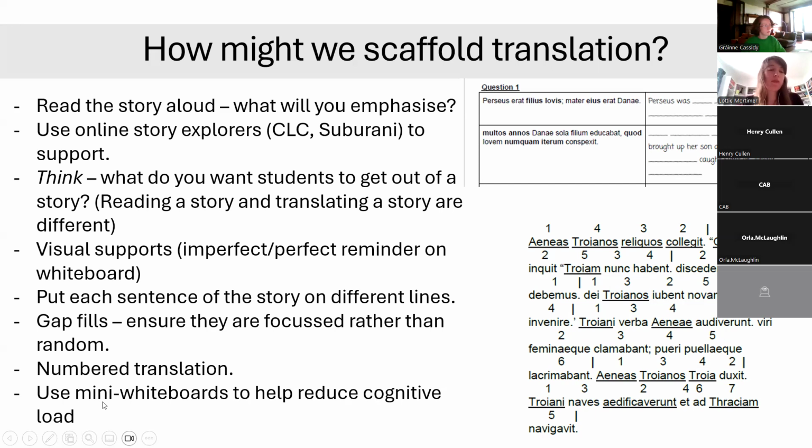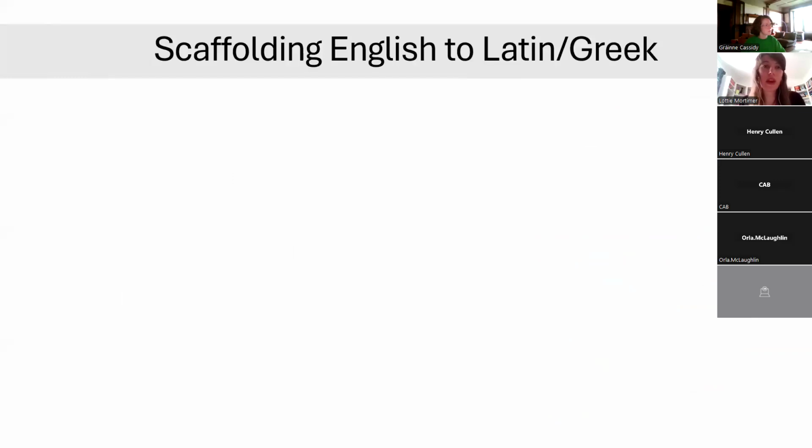And also mini whiteboards. Mini whiteboards are great. Help reduce the cognitive load. Let students just jot down some info so they can get it out of their brain, play around with some words before formulating their answer. I'm almost done, I think.